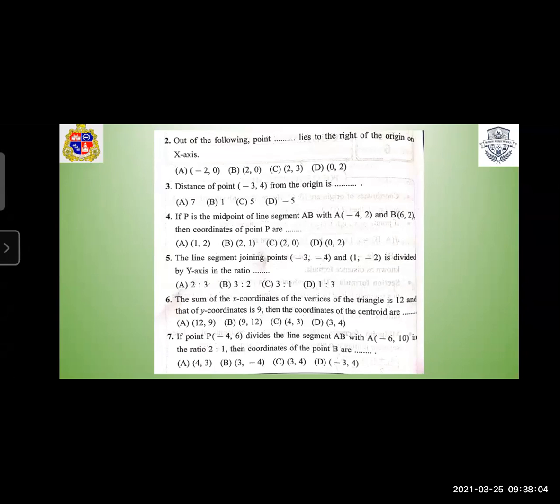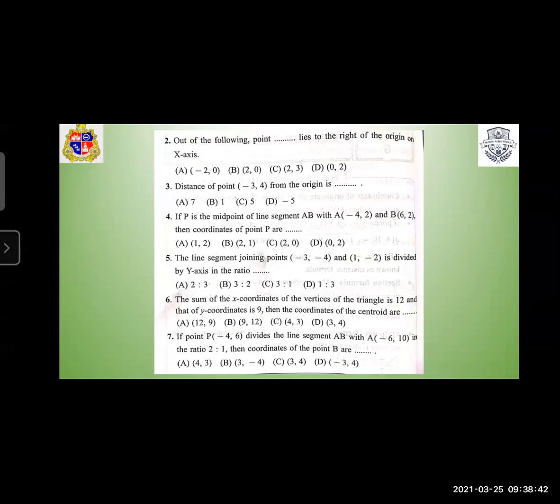The line segment joining points minus 3, minus 4 and 1, minus 2 is divided by the y-axis into the ratio. So here we have to find the ratio m is to n. Apply the section formula: x is equal to mx2 plus nx1 divided by m plus n, and y is equal to my2 plus ny1 divided by m plus n. Choose either the x coordinate or the y coordinate and then find the ratio m is to n.